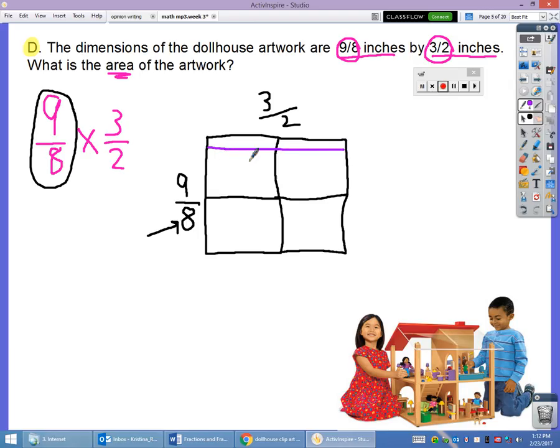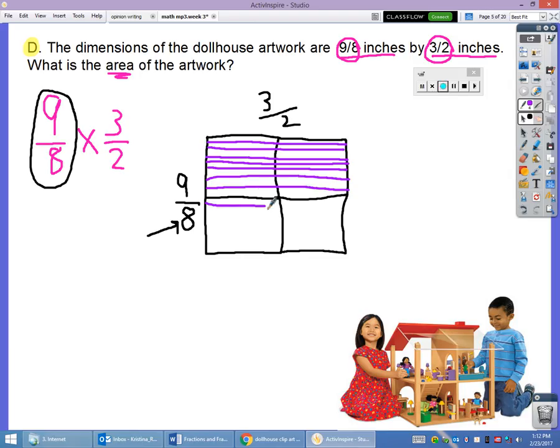1, 2, 3, 4, 5. Oops, we might run out of space. 6 and 7. It's kind of squished in there, but let's count. 1, 2, 3, 4, 5, 6, 7, 8.